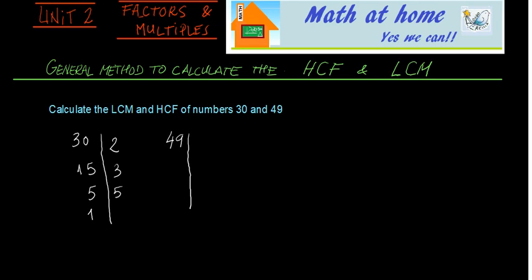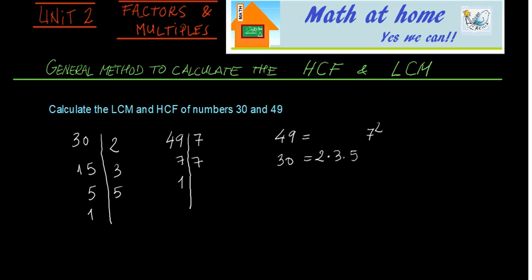What do you have to do? You have to divide by 2. Is it possible? No. By 3? No. By 5? No. By 7? Yes. When you divide by 7, you find that 49 is divisible by 7 two times. So it is 7 times 7 equals 49. Now we write here the two numbers in column. The prime factor decomposition of these two numbers: this is 7 squared, and 30 equals 2 times 3 times 5.